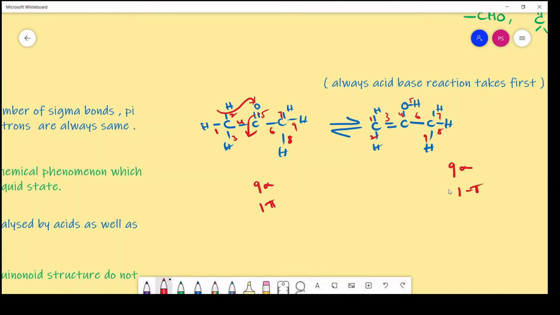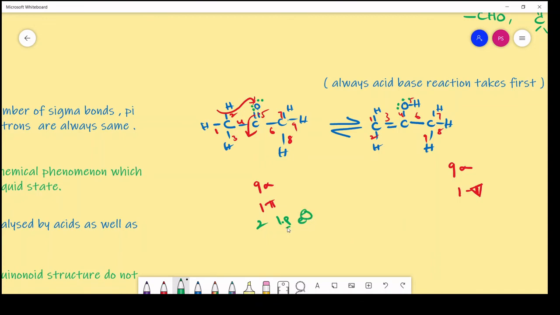Here also 1 5 bond. Okay. Number of lone pair of electrons. See here, oxygen contains 2 lone pair of electrons. See here 1, here 1. In the same way, here 1, here 1. So lone pair of electrons, 2 lone pair electrons.